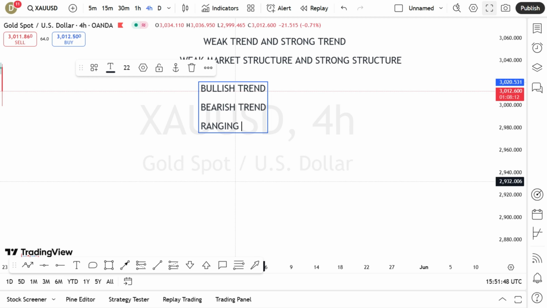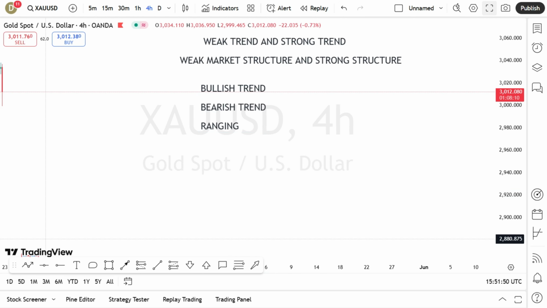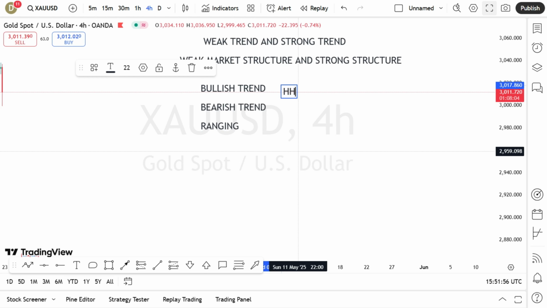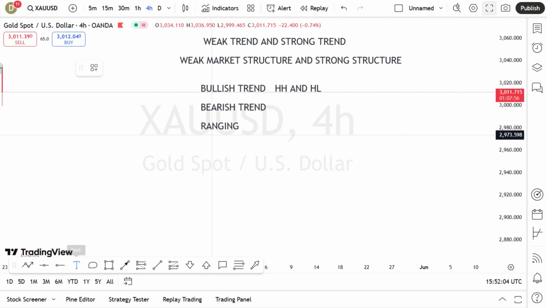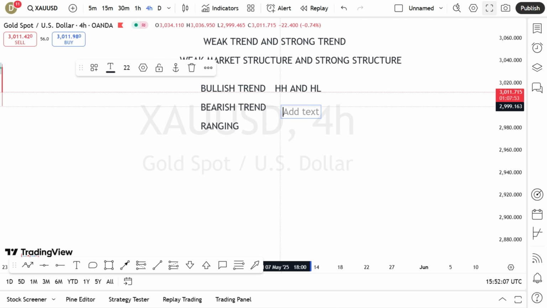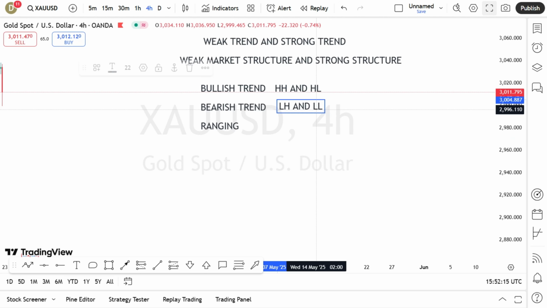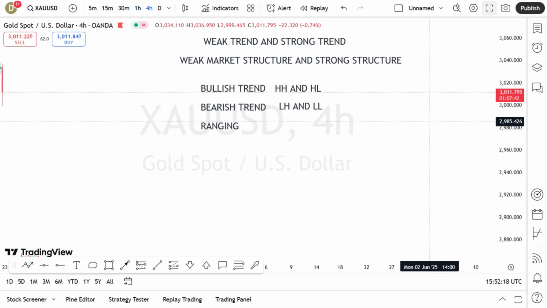Bullish trend always makes higher highs and higher lows. The bearish trend makes a series of lower highs and lower lows. I repeat myself again.